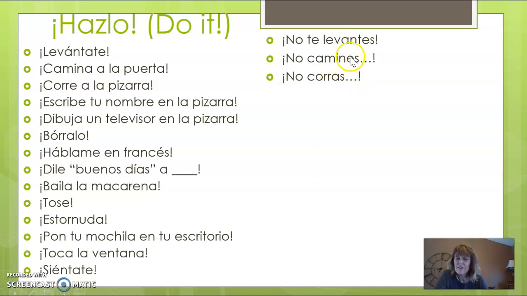This is an AR verb. It takes an ES. This is an ER verb. It takes an AS. Notice what's happening here. Tell me what you think the next one would be.